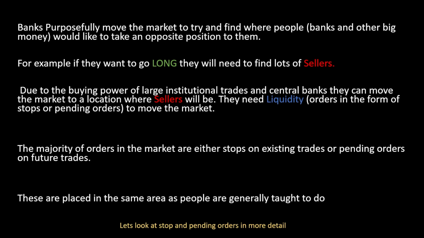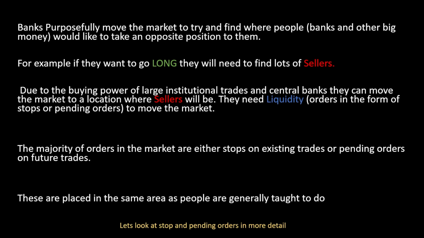The banks purposely move the market to try and find where people, aka banks and other big money, would like to take an opposite position to them. For example, if they want to go long, they'll need to find lots of sellers. And I've actually drawn a chart in the next slide, so we'll look at that later. Due to the buying power of large institutional traders and central banks, they can move the market to a location where sellers will be. They need the liquidity to bring the price down. So orders in the form of stops or pending orders.